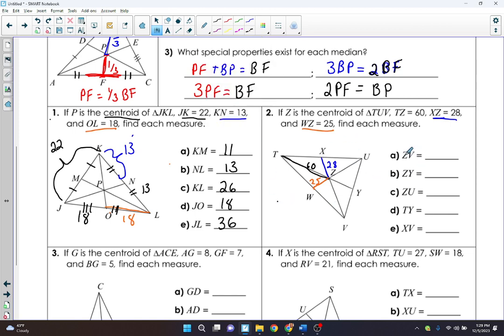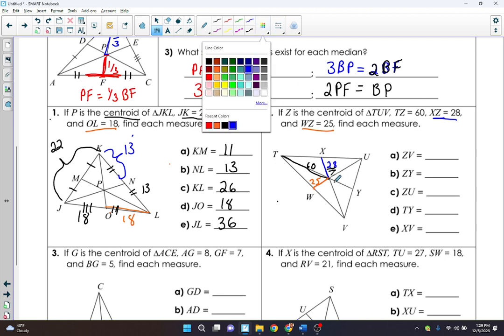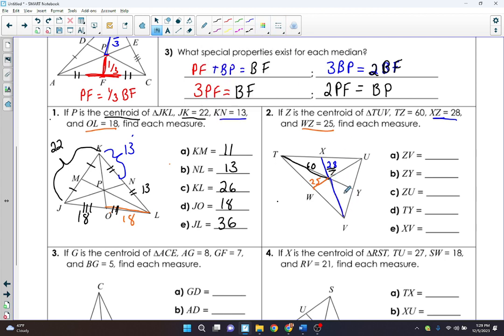All right. ZV. So ZV, which is here to here, since I know this small piece is 28, and I know it's the small piece because it hits the side, it's the part that hits the side, that's going to be half the size as the big piece over here. So if this is 28, I know this piece should be 28 times 2, or 56. So this is going to be 56.